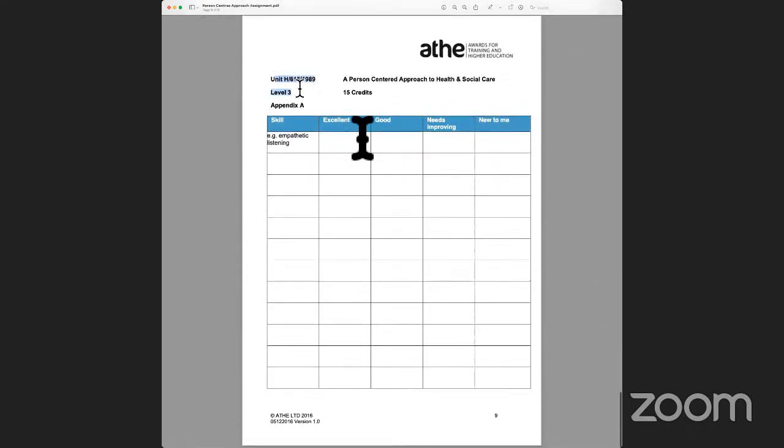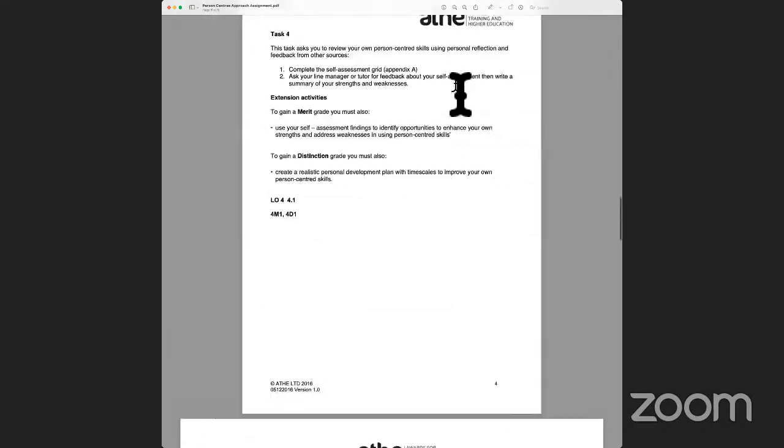Sometimes awarding bodies will give a template. As you can see, this is an appendix which is given as a template. This template basically looks at evaluating your own person-centered values, and what you are good at. It is a template that we will use to discuss the evaluation of person-centered values in yourself. As an individual, you will evaluate these PCA or person-centered values, and that is where it will be useful.